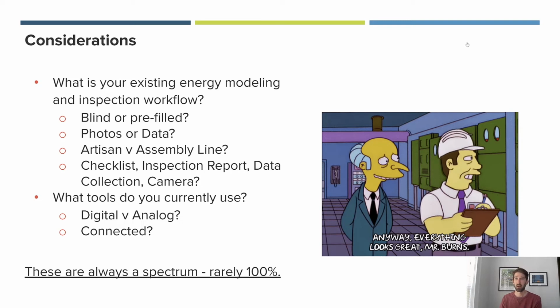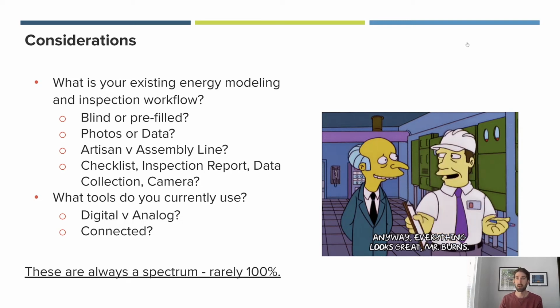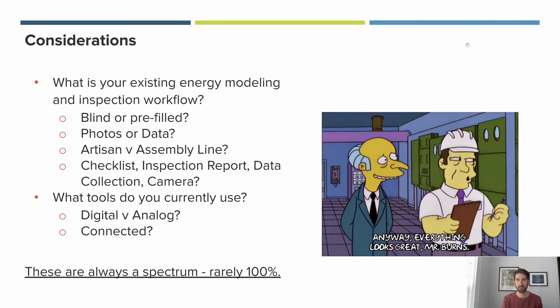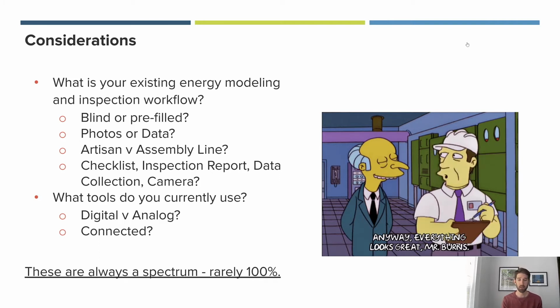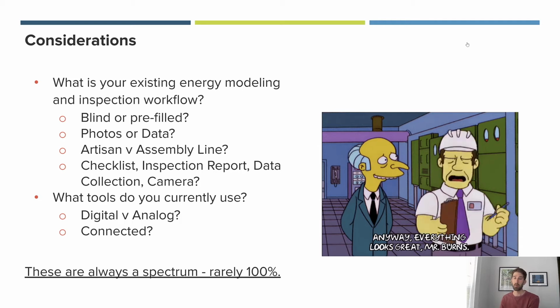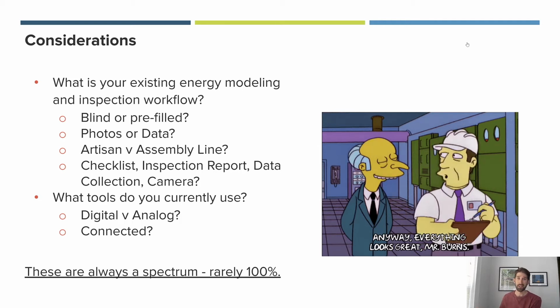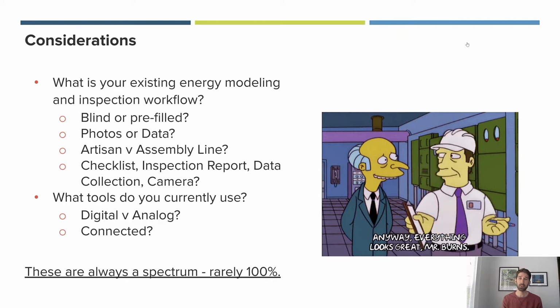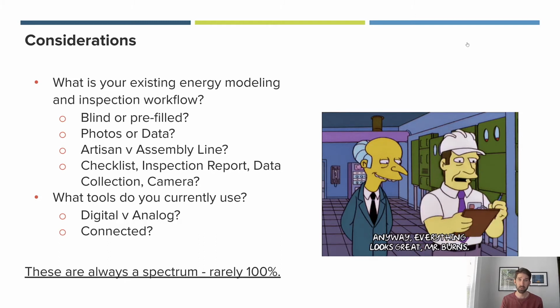Do you only take photos or do you collect data as well as photos? And by data, I mean writing down the specific model number or the specific R value for that wall, or you just take a photo of that wall or that model number. Do you follow an artisan or an assembly line style? Does one person go soup to nuts, or do you have one person that does plan review, one person that does pre-drywall, one person that does final, and one person that does the final data entry in the assembly line style? Then the last consideration is, do you use your inspection tool as a checklist, an inspection report, data collection, or does it only serve as a camera?